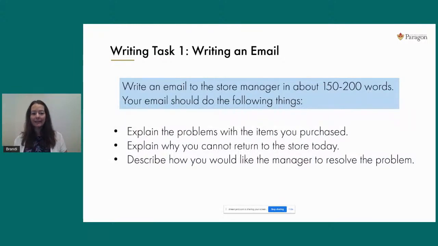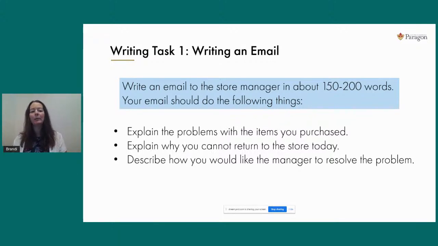So the test asks us to email the store manager, reminds us again of the word count. So we need to write between 150 and 200 words. There is a word counter right on the screen, so you'll know when you've achieved that word count minimum. And in the email, the test takers were asked to do these 3 things. They first had to explain the problems with the items that they purchased. So remember, they were overcharged for several grocery items. So that's the first point to make.